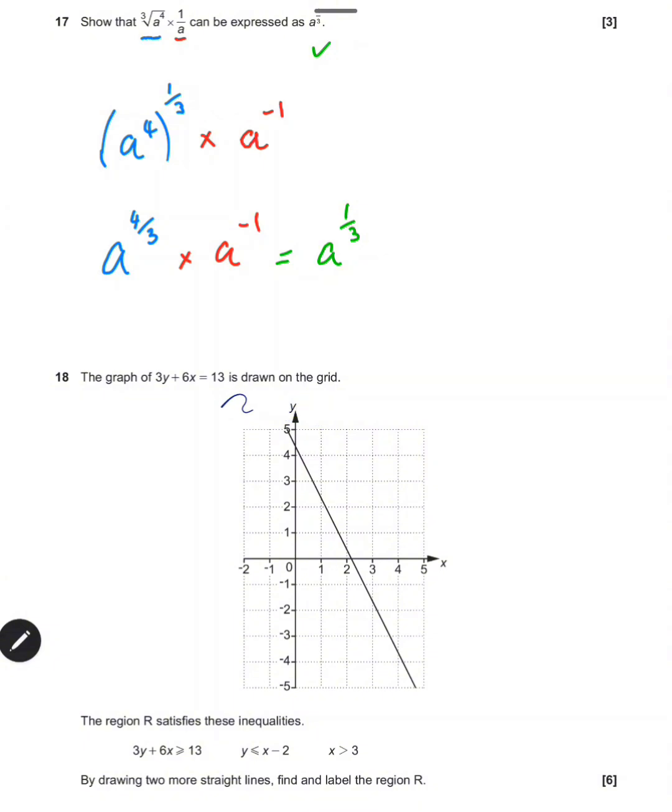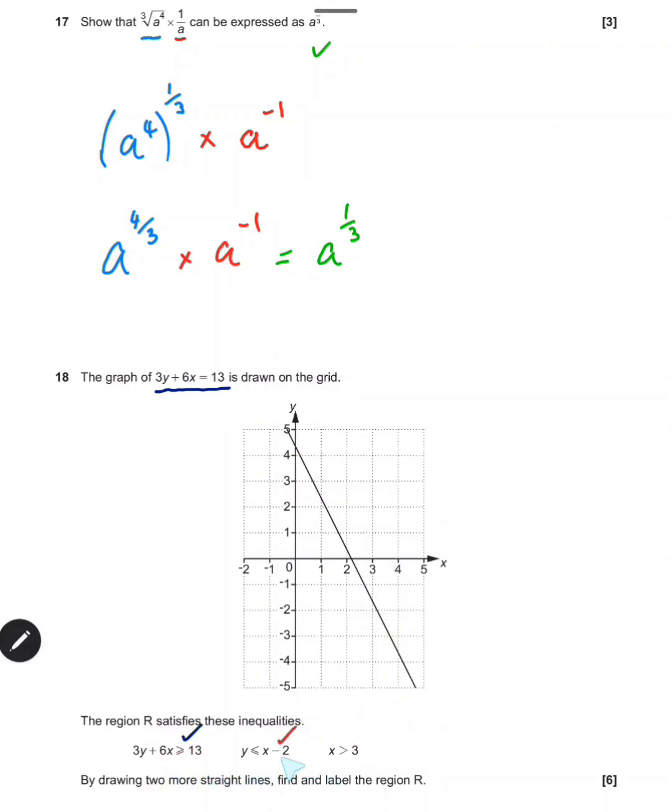Question 18, we've got a straight line graph that has been drawn. If you look at this, 3y add 6x equals 13. That's very much 3y add 6x is greater than or equal to 13. That's the same thing, just with an inequality rather than an equal sign. It then says draw 2 more lines to find a region.